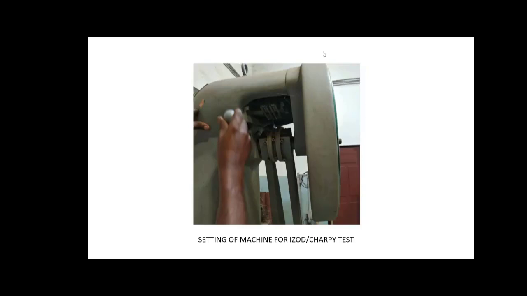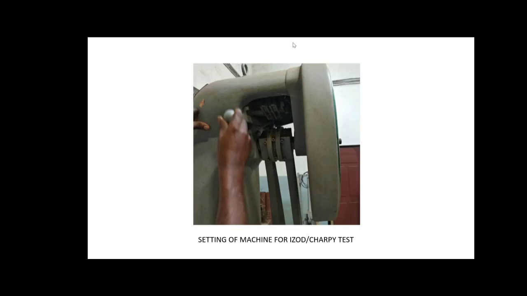Now, for the machine to be set in the Izod and Charpy condition, we have two slots available on the back of the machine. Here it is written Izod and Charpy. This lever can simply be taken and kept in the bottom or the top. The top one is the Charpy position, and the bottom one is the Izod position. This is only a mechanical arrangement.